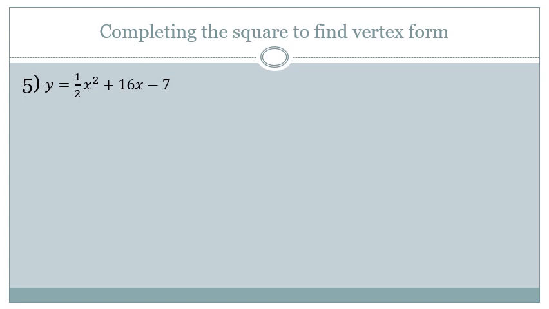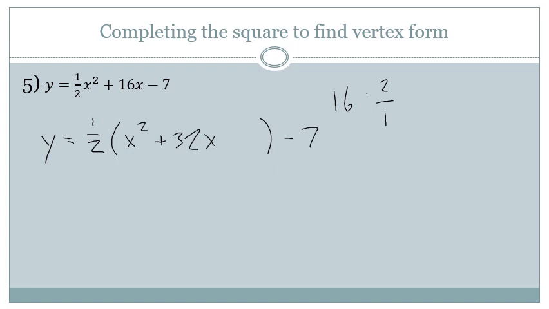All right, let's try this one. So this one does have a number out front. So again, we're going to need to pull that out of the first two terms only, right? All right, so this is kind of strange. So we're doing 16. If you divide 16 by 1/2, right, when you're dividing by a fraction, you flip and multiply. So it's actually the same as 16 times 2. Okay, so that's going to give us a 32. Don't forget your x. Okay, so now we have a 1/2 out front.